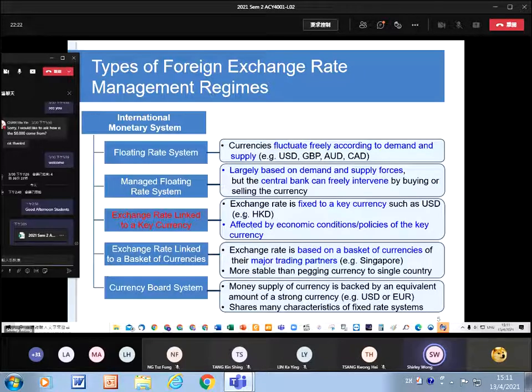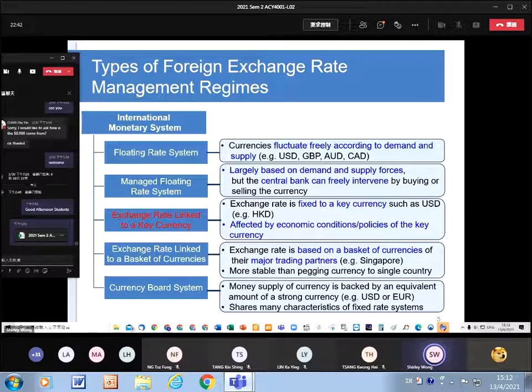So people will find that being linked to a key currency is not good. Therefore, some countries, just like Singapore, will also link to currency, but they do not link to only one currency. They link to a basket of currencies. This basket of currencies is actually made up of the country's major trading partners. So this is the difference between Hong Kong and Singapore.